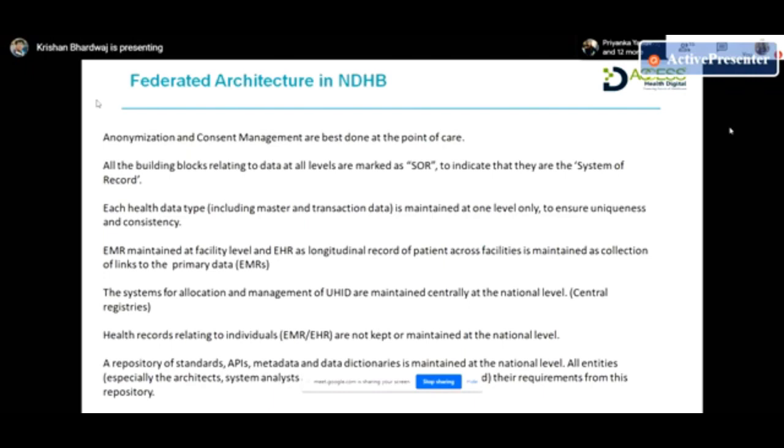Now, EMR is maintained at the facility level, and EHR is a longitudinal record of a patient across facilities, as a collection of links to the primary data. Now, I have already talked about this. Clearly there is a distinction between EMR and EHR. Can someone tell me what is EMR and what is EHR?